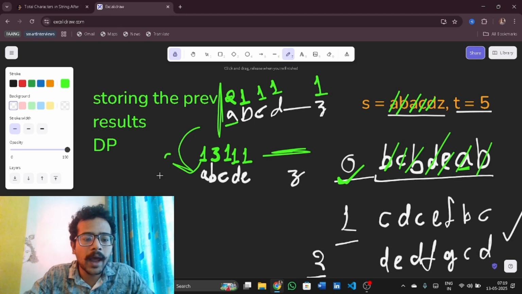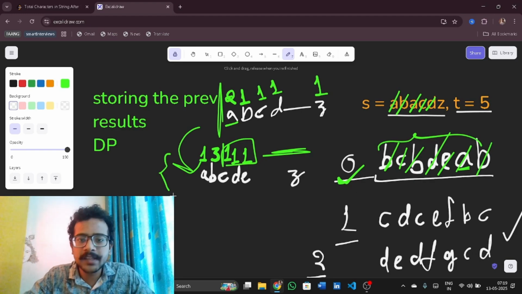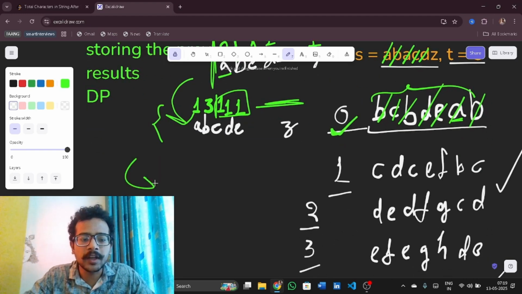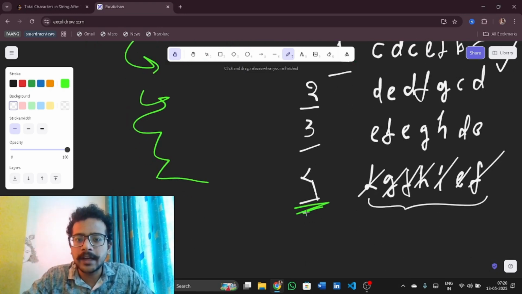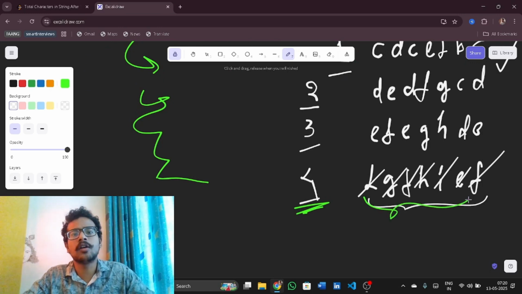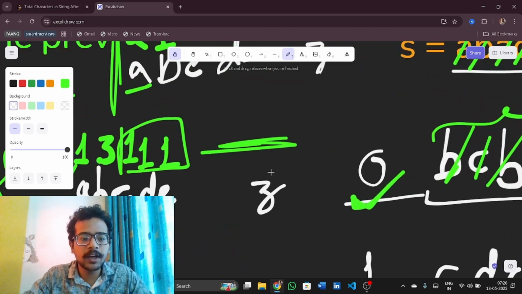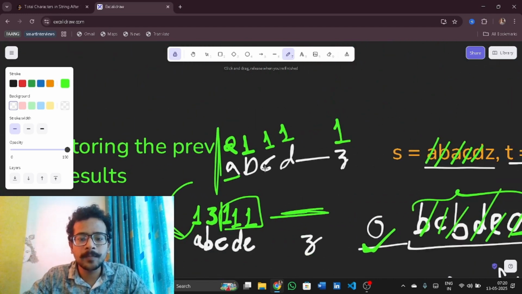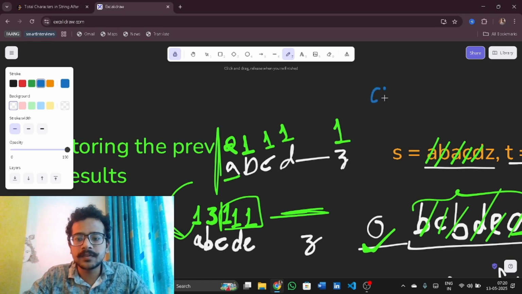Now if I add all these, 1 plus 3 is 4, plus these 3 times is 7. So till transformation 0 the total is 7. If I do the same thing again and again, at the last I would return the size, the sum of the count. I'll tell you what our algorithm will be. Just this will be the count.